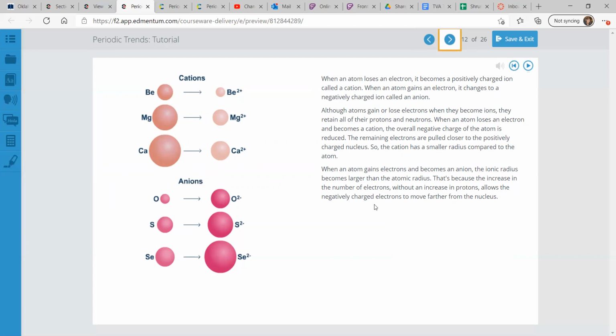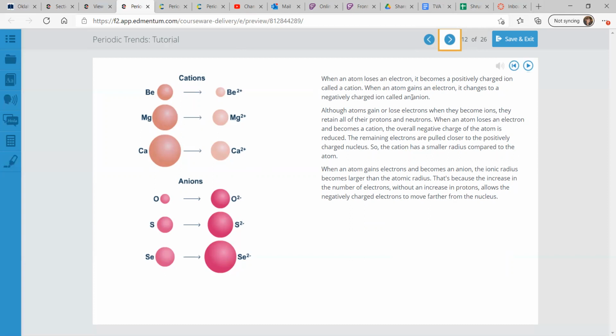When an atom gains electrons and becomes an anion, the ionic radius becomes larger than the atomic radius. That's because of the increase in the number of electrons without an increase in protons. This allows the negatively charged electrons to move farther from the nucleus. So they are getting larger. Anions are getting larger, cations get smaller, right?